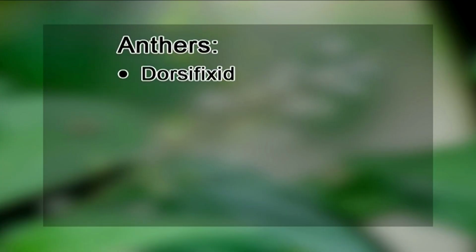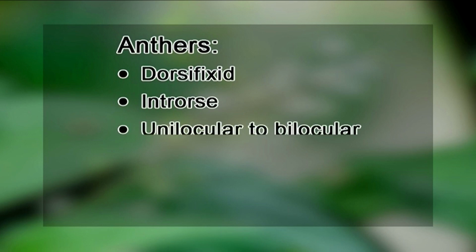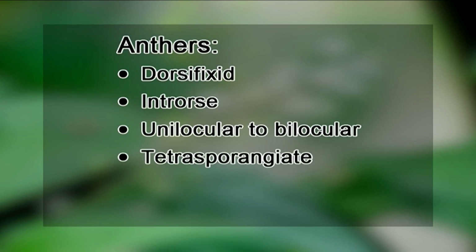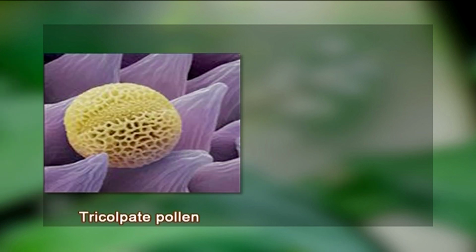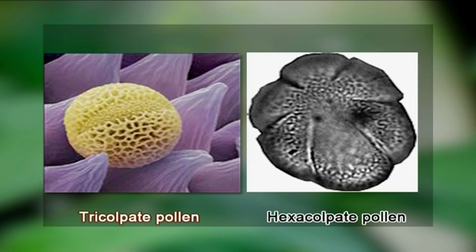One anther lobe forms a fertile lobe, and another anther lobe forms a sterile lobe. The anthers are dorsifixed, and also they are introrse. The anthers are unilocular to bilocular, and again they are tetrasporangiate. The dehiscence here is longitudinal. The pollen grains are tricolpate or sometimes hexacolpate.